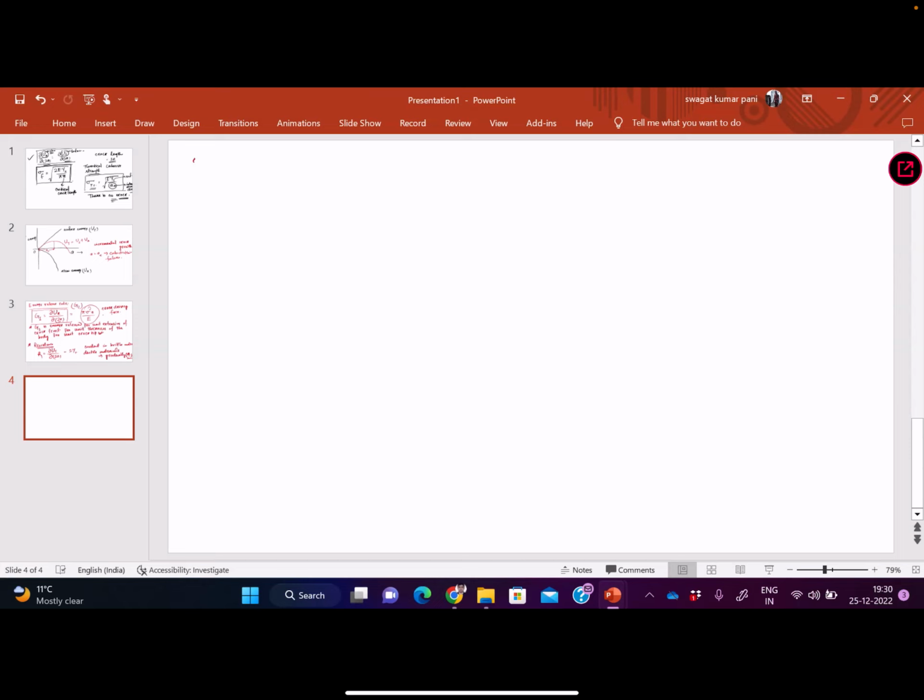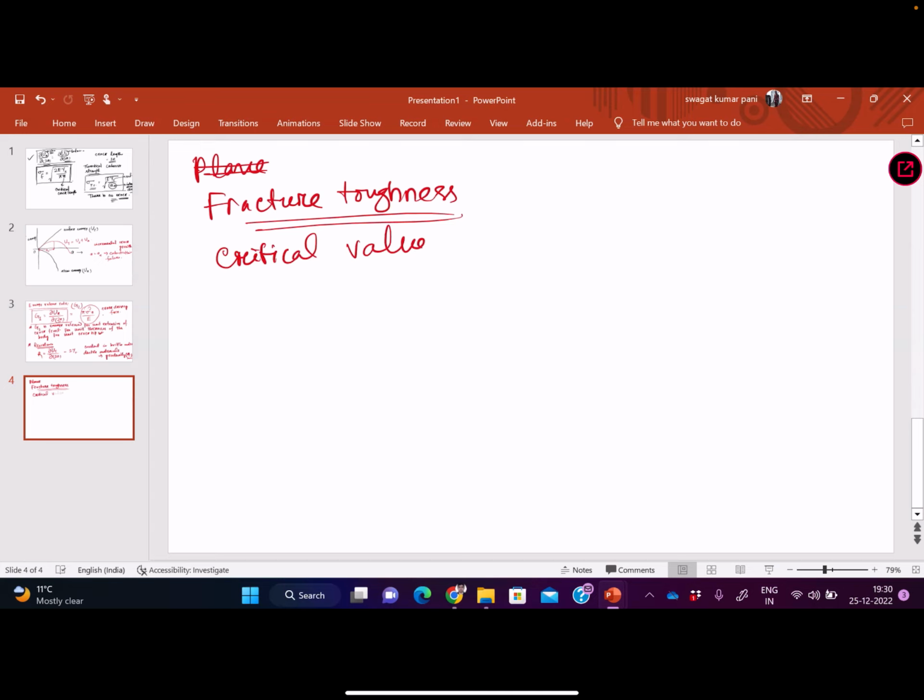One more thing. Do you know what is plane stress fracture toughness and plane strain fracture toughness? First let me define fracture toughness, what it is. This is the critical value of the stress intensity factor.